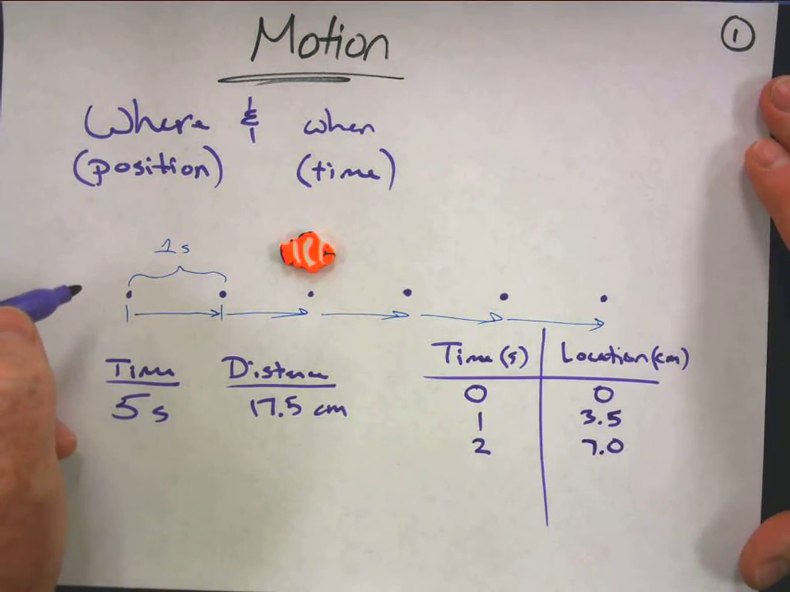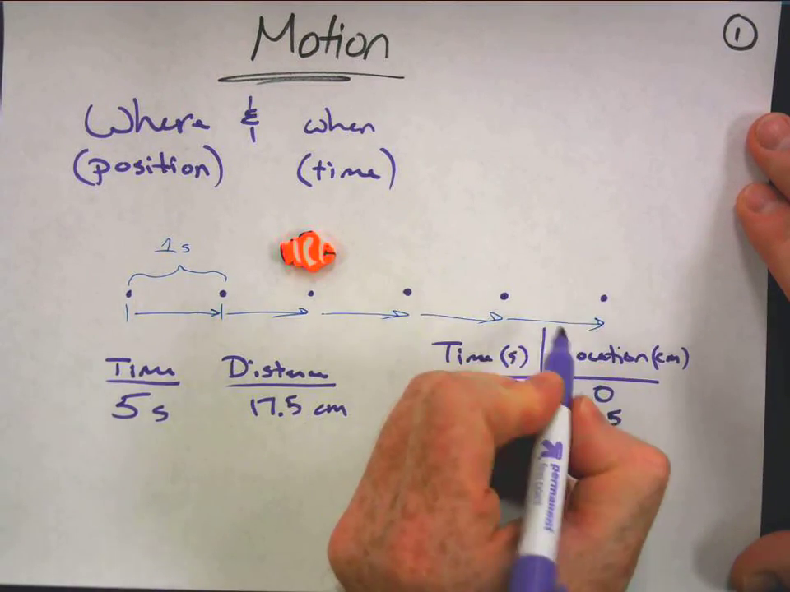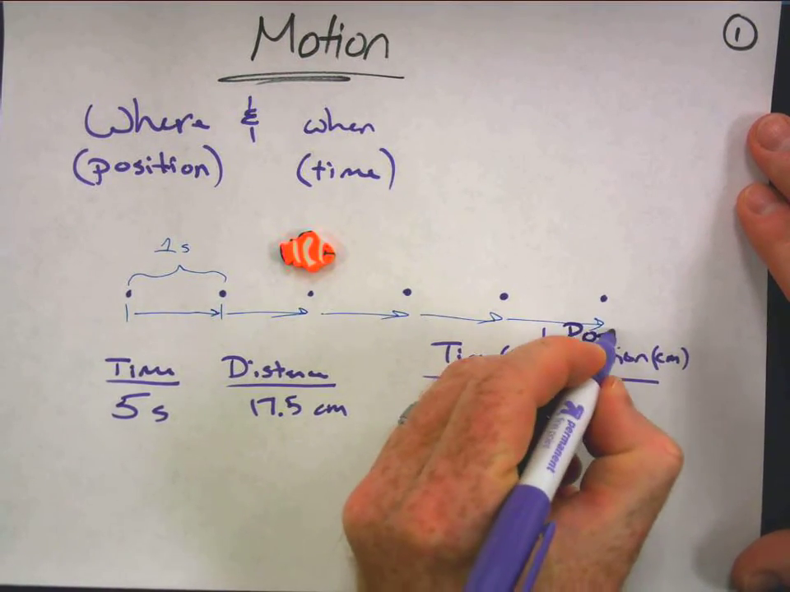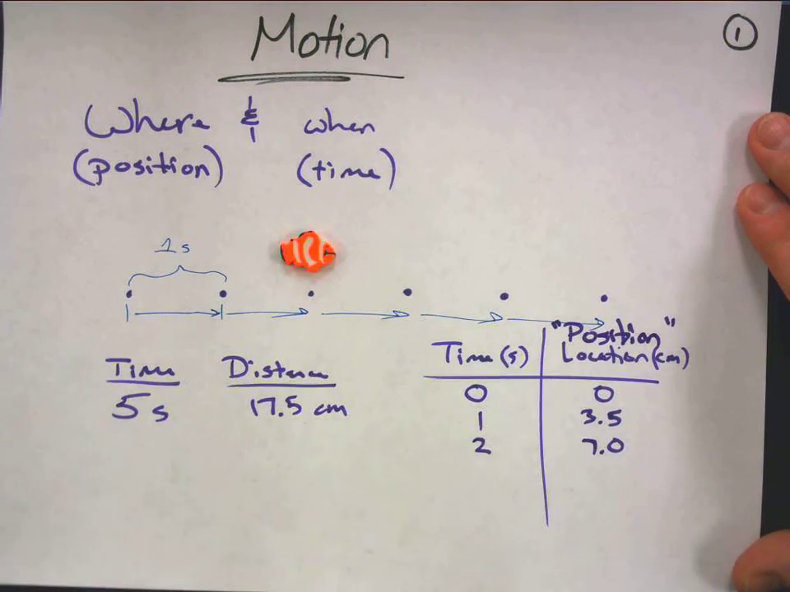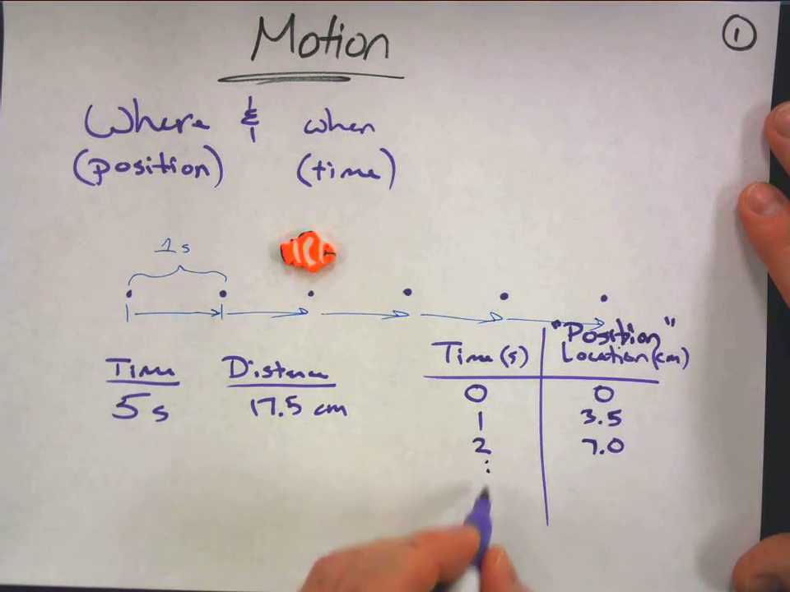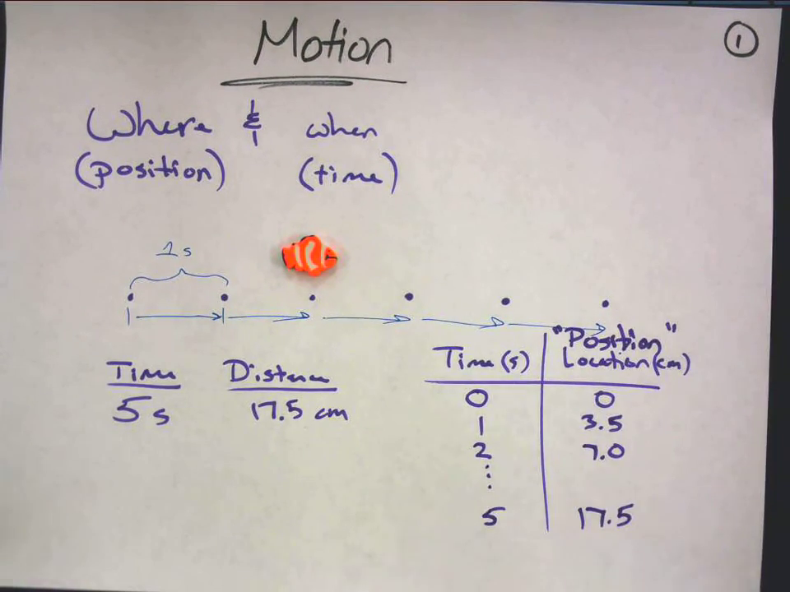So we're starting to see something here. Location, another word for position. And so we would just look at that, and then we keep going. After 5 seconds had gone by, he was at position 17.5 centimeters. Cool.